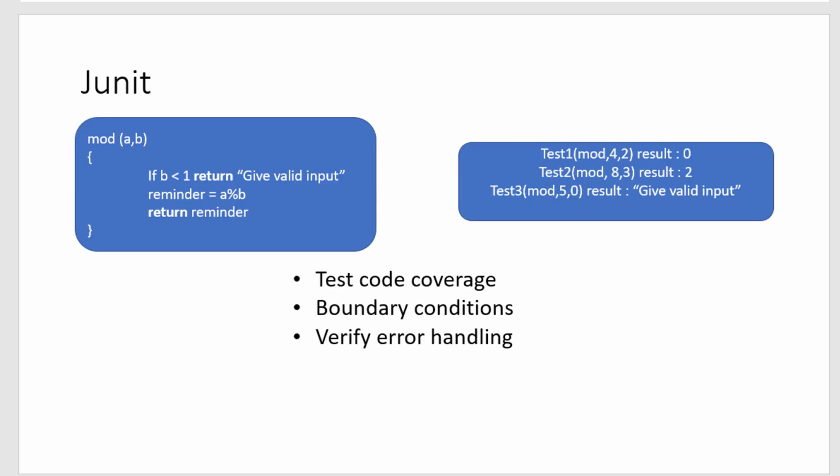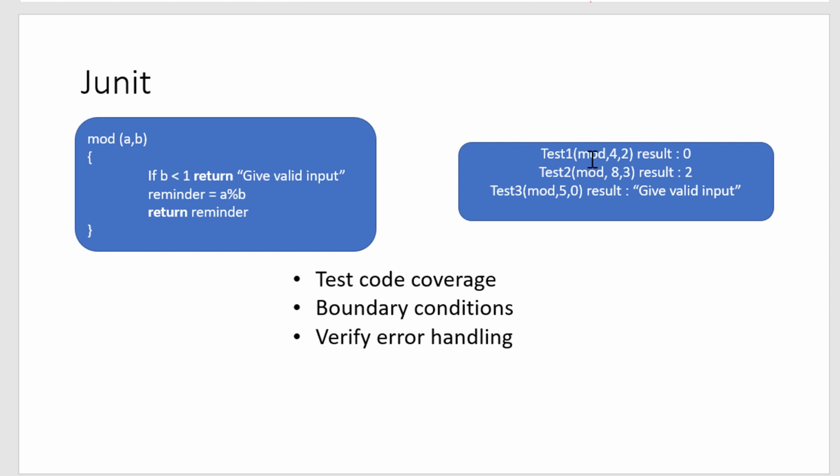Assume I do have an application mod(a, b), where this particular function is going to find the mod of a and b and return the value. What mod does is return the remainder. Say if I say 8 mod 3, it's going to divide the number 8 by 3 and return the remainder, that is 2. And anytime the value of b is less than 1, that is 0 or negative, it's going to give a text as a return value saying give valid input.